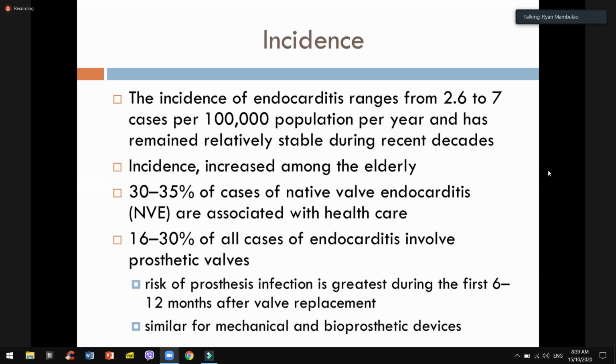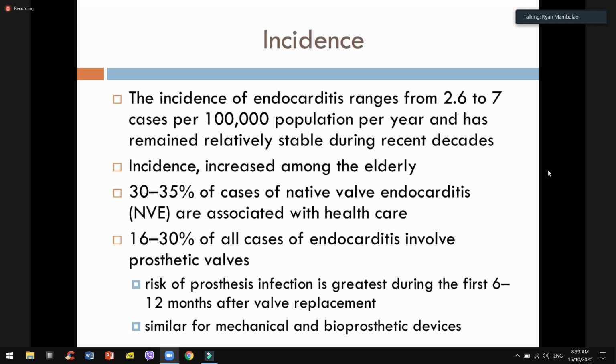Ayun. Okay. So, this is about 2.6. Ganun ka-common. Wait lang ha. Kailangan kong tanggalin yung face nyo. So, about 2.6 to 7 per 100,000, hindi siya ganun ka-common.